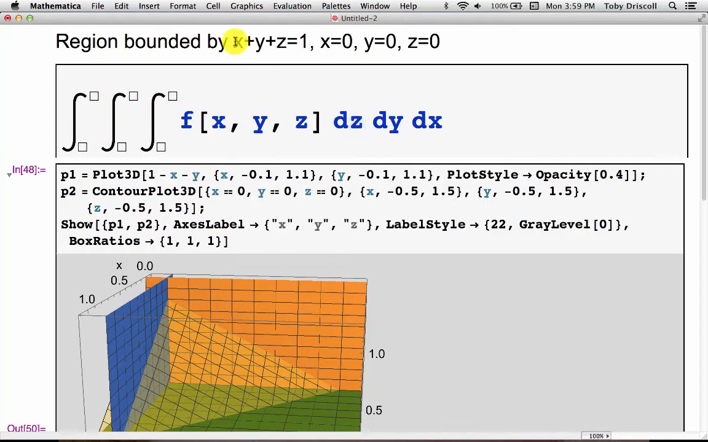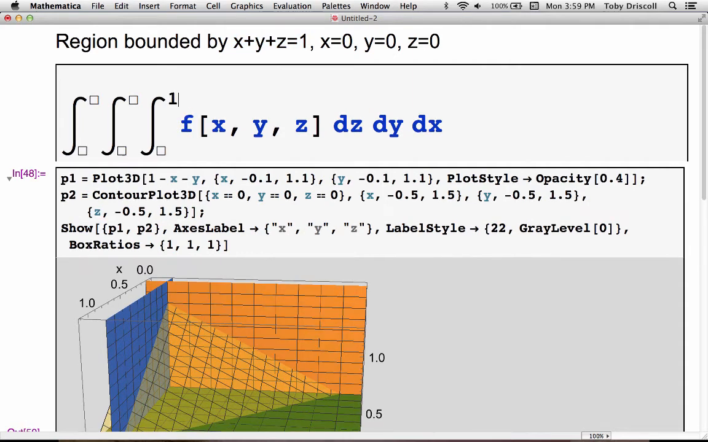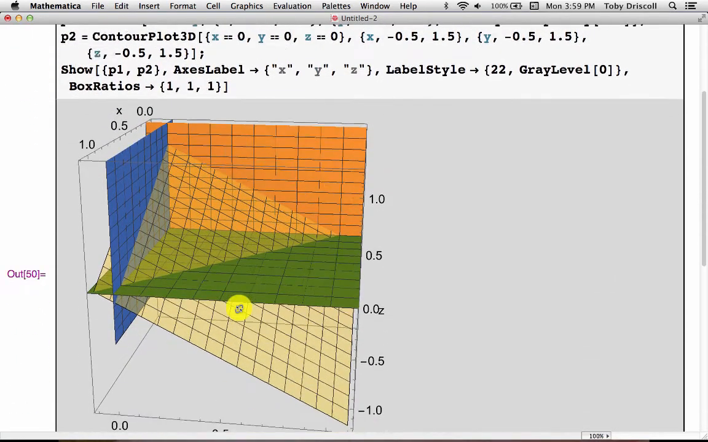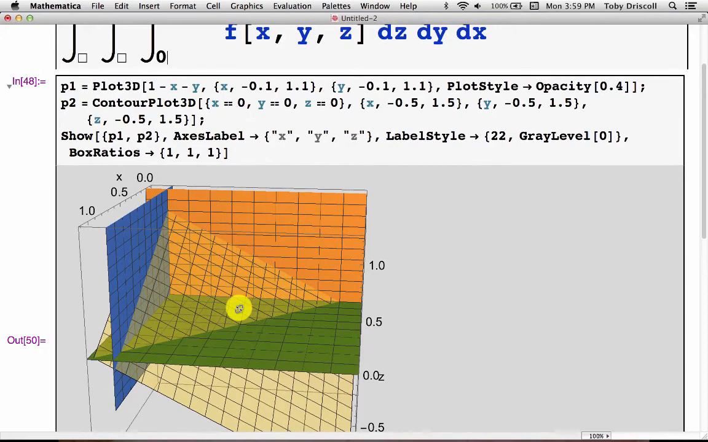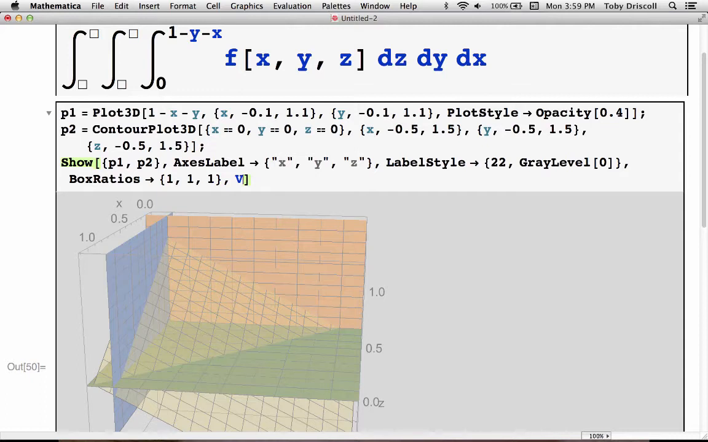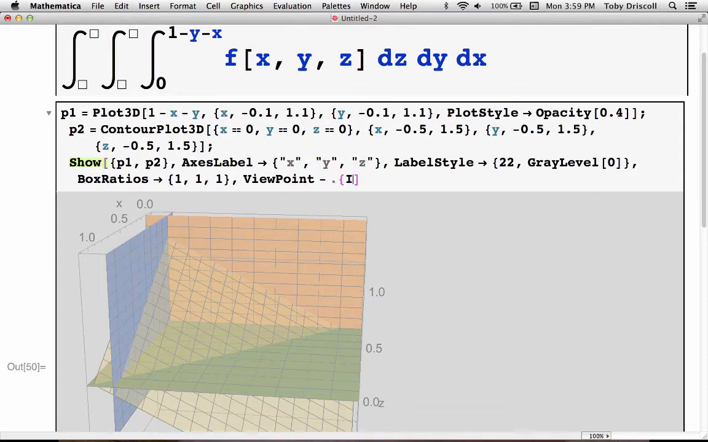Well, when you're on this plane, which is the transparent one, then z is equal to 1 minus y minus x. And we said we started from z equals 0. Okay, so those are the limits on z. Now, if we want to look at the limits that remain in x and y, one thing we can do is look down along the z-axis.